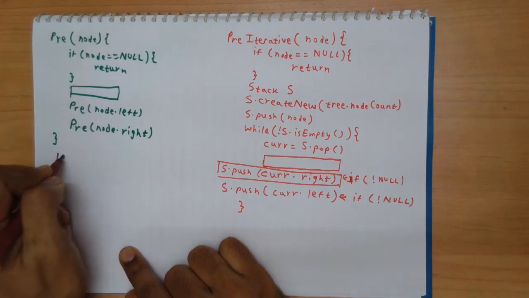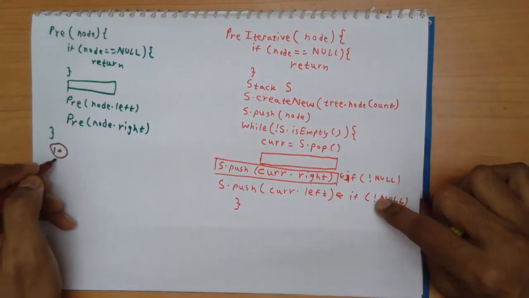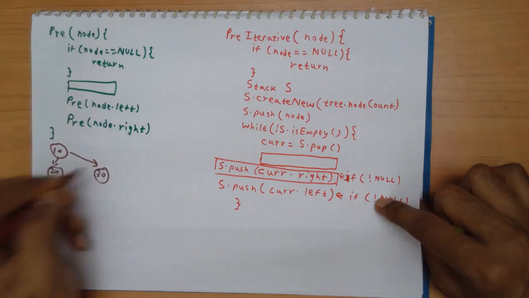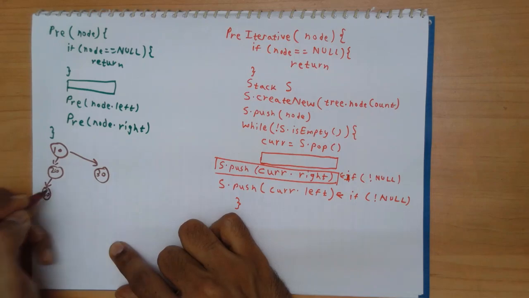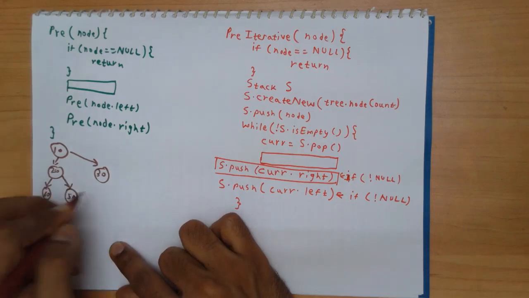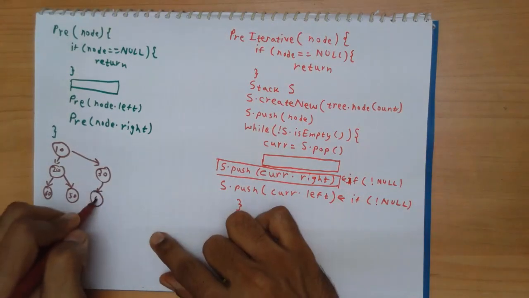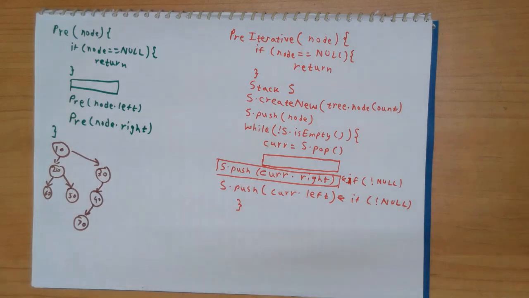We have 10 and then we have 20, 30, right? So there is 20, then there is 30, and 20 has 60 and 50. There is 60 and then there is 50, and then 30 has 40 and 70. Okay, 40 and 70. Okay, and now I'm going to start the execution of this function with 10.